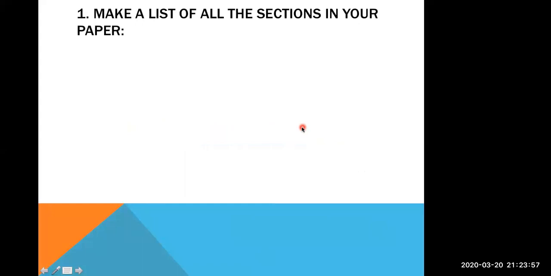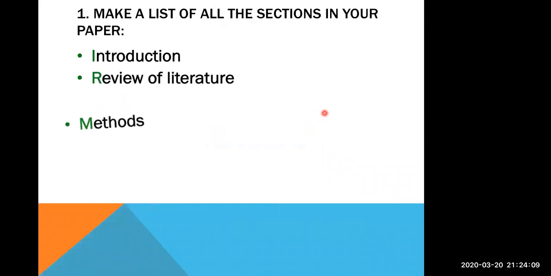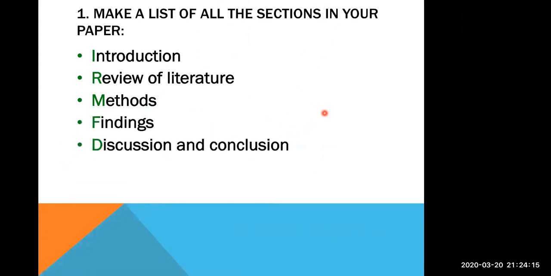The first thing you should basically know is that you make a list of all the sections in your paper. You start with introduction, review of literature, methods, findings, discussion and conclusion, and references. Please remember that you should include all these 6 building blocks in your research paper.